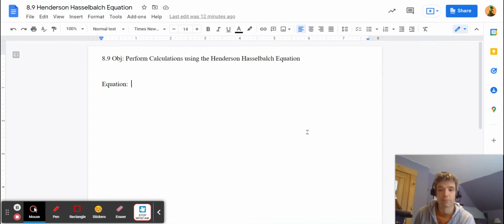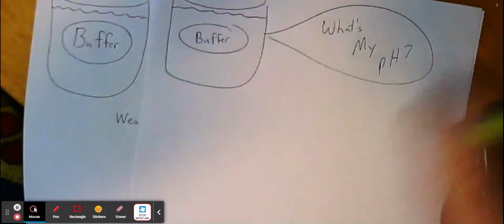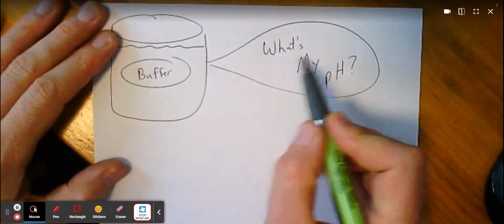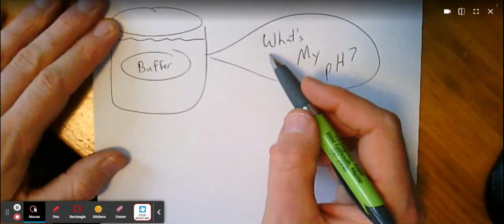For this video, I'm going to first show a derivation of the Henderson-Hasselbalch equation, and essentially this is another thing about buffers. We're going to use this equation to calculate things about a buffer. Essentially we're asking, what's my pH? And we're going to come across this equation that's going to help us with it.